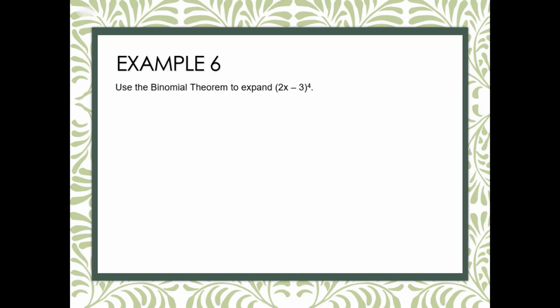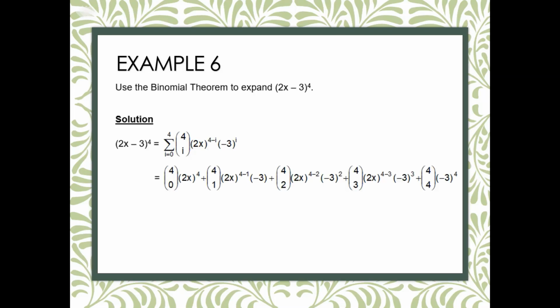Refer to example 6. You need to use the binomial theorem to expand the function (2x minus 3) to the power of 4. Before finding the expansion, first you need to identify a, b, and n. In this example, a is equal to 2x, b equal to negative 3, and n equal to 4. Substitute these values into the binomial formula accordingly, you will obtain the following expansion.